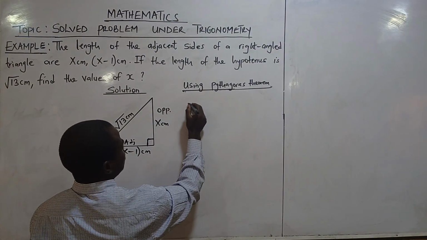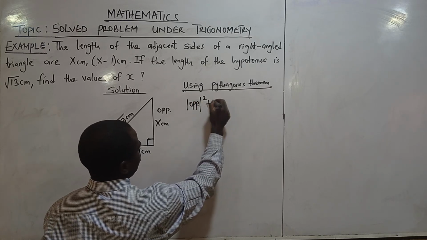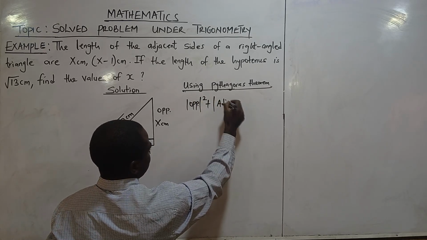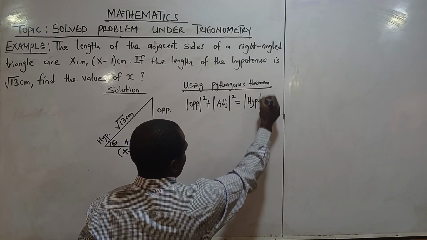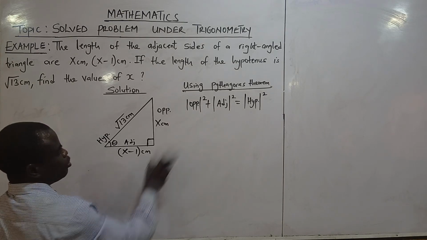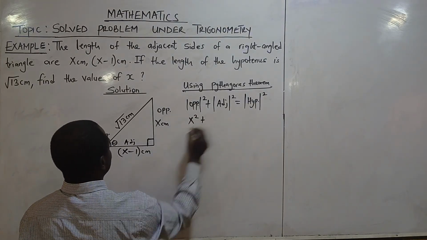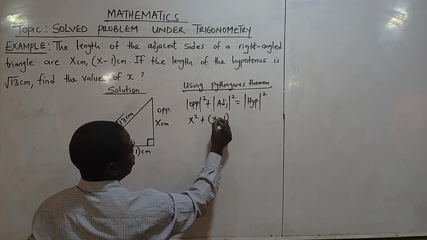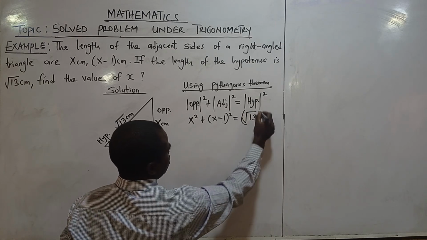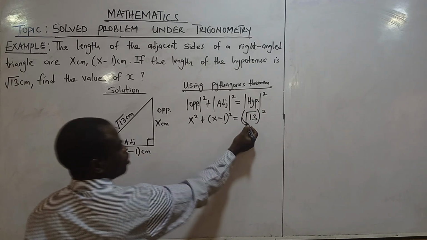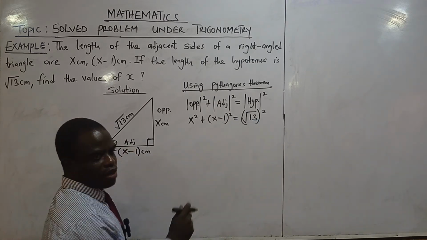Now let's write it like this. Using Pythagoras theorem, opposite squared plus adjacent squared equals hypotenuse squared. Now what's the opposite? x squared plus adjacent, x minus 1 squared, equals hypotenuse, square root of 13, squared. And don't forget, this square root is the same thing as half.